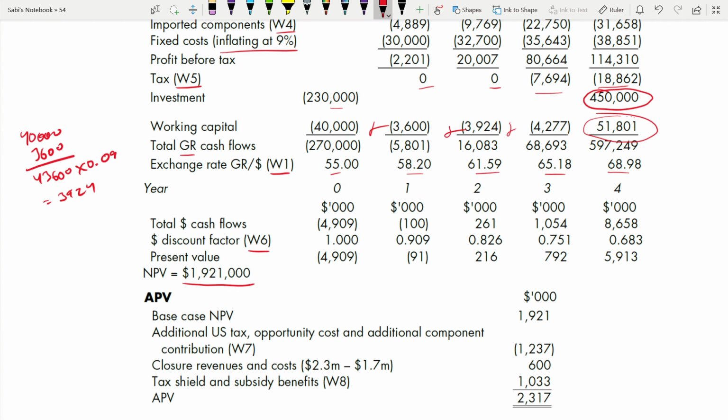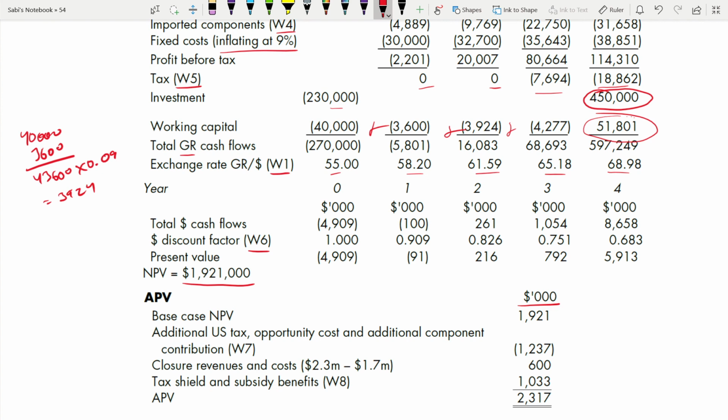Net present value, base case net present value. Here also, dropping down the 3 zeros, but the currency is dollar. From here onwards, you don't have to worry about converting, because it will be in dollar. You only have to worry about changing into dollar from Gamalian in your net present value part, not in your adjusted present value part.